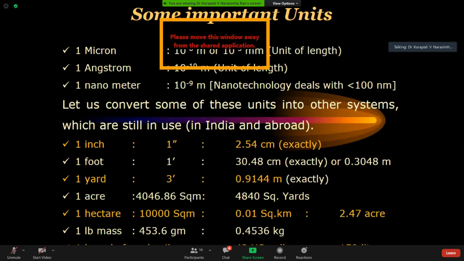1 inch. Now, just now when I asked a question, sir, you told that we are going to use the SI system of units. Why are you going for inches? Tomorrow, unfortunately or fortunately, if you go to the United States and the UK, they are still using some of these units.